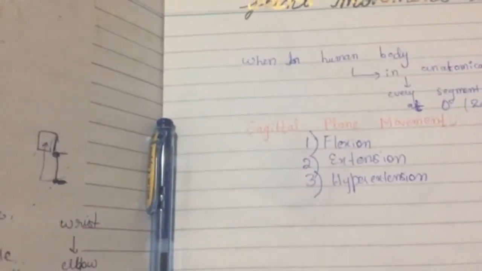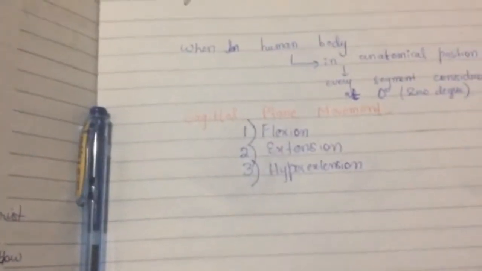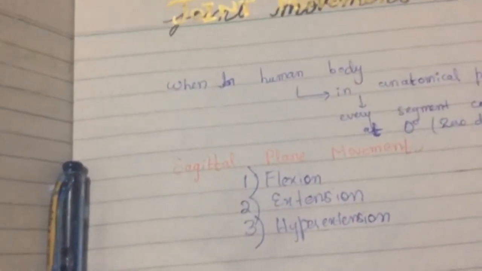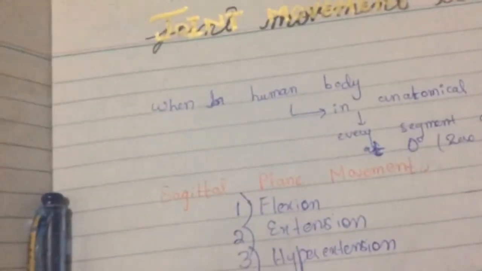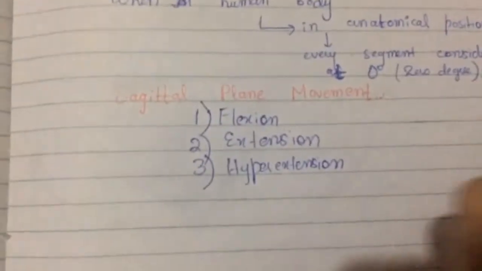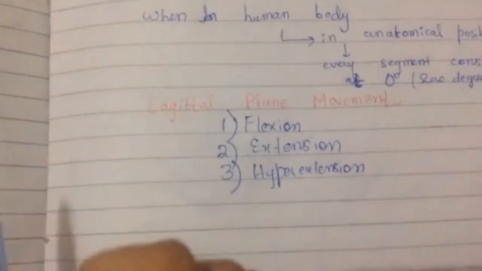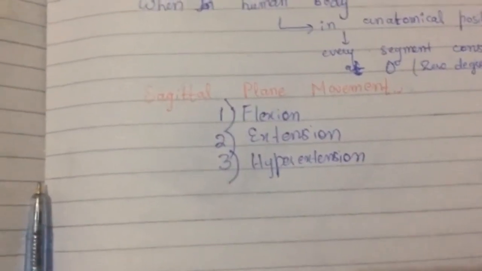Then we have to know that extension is defined as the movement that returns the body segment to anatomical position from the position of flexion. When we perform a movement of flexion, and after that we return the body segment, the movement they cause is called extension. So basically this is extension.